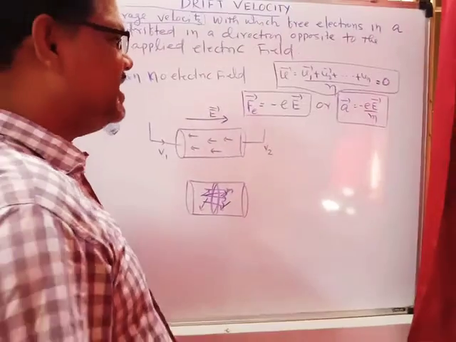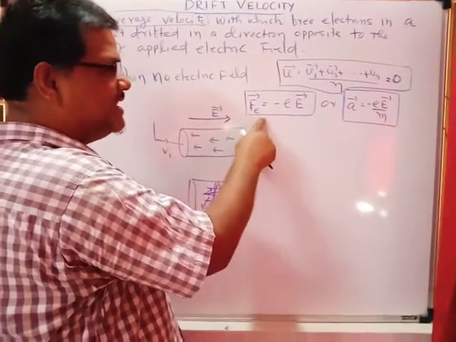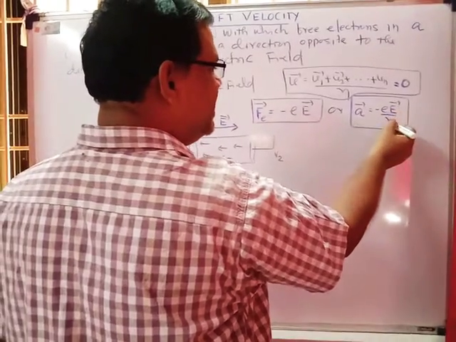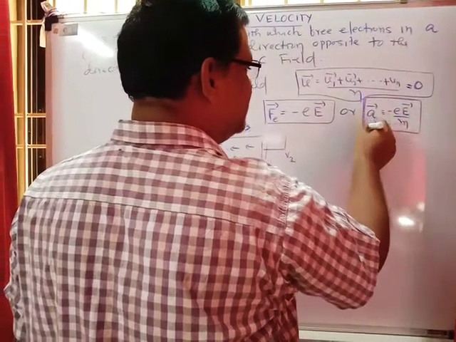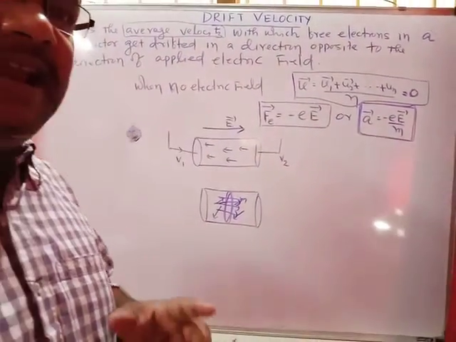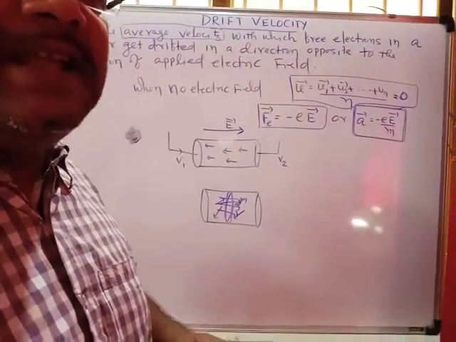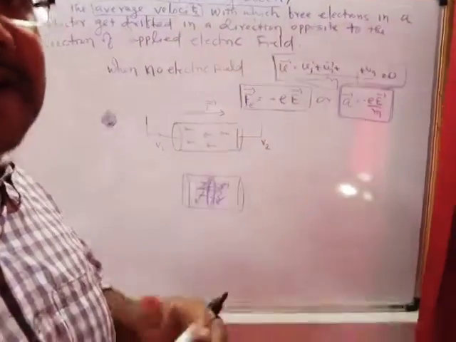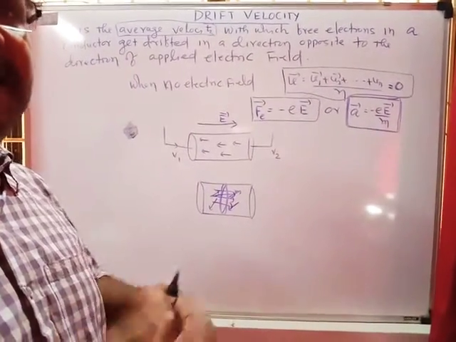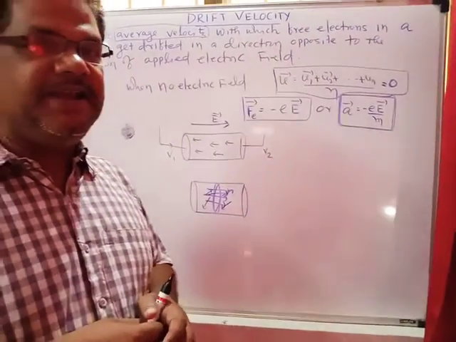So what will be the acceleration? Because force is mass times acceleration, the acceleration will be equal to minus eE upon m. This is the acceleration of the electrons. So due to the applied electric field, the electrons will start moving, they will accelerate opposite to that of the electric field. They start accelerating. If they are accelerating, what will happen?